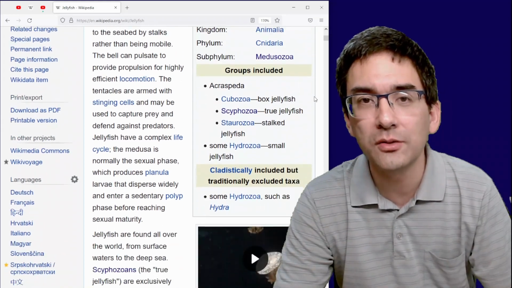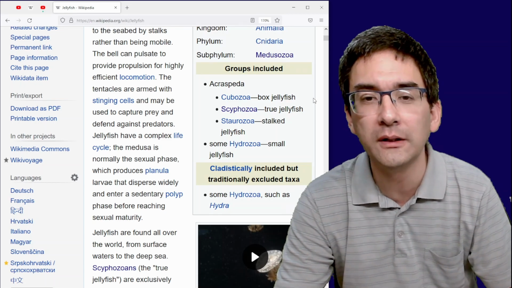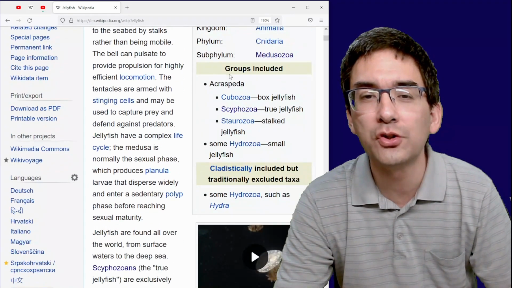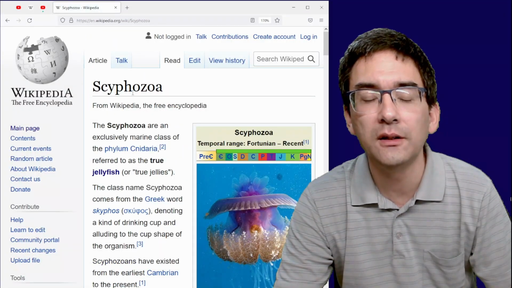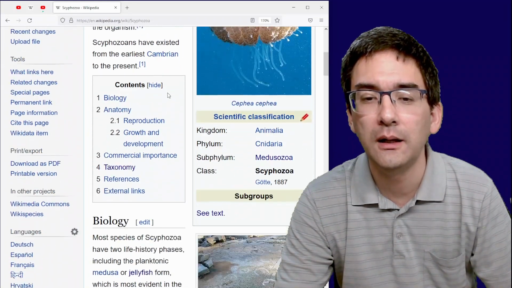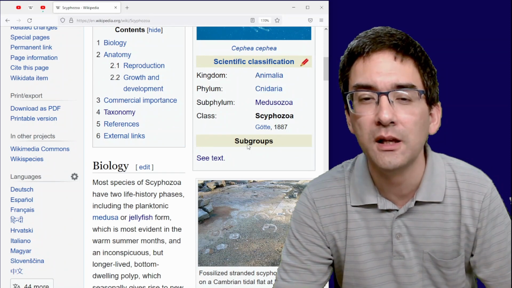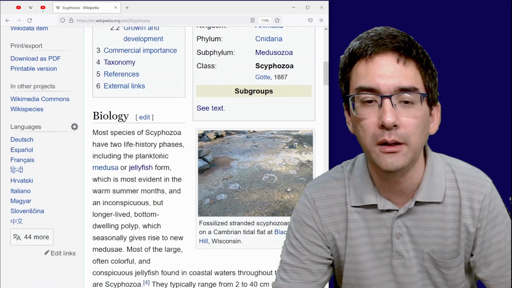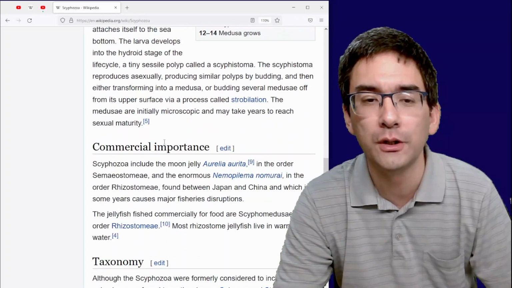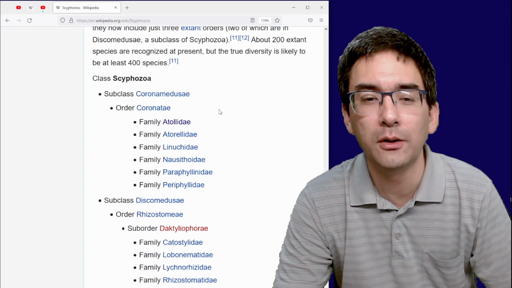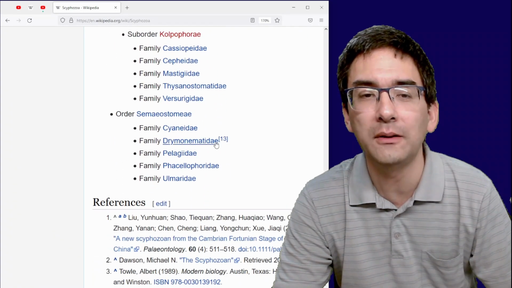Well, why is that? The answer is quite simple, because there are so many different jellyfish species. It's too general. So I have to go down a little bit in more detail and look, there are certain groups included. So I'm going to click on the true jellyfish over here. Okay. And I'm connected to the next page. We're going to become more and more specific here, but still no species. Subgroups, see text. Okay, let's see the text. Anatomy of the jellyfish, reproduction of the jellyfish, taxonomy. Look here we go. There are a lot of families and suborders and orders.